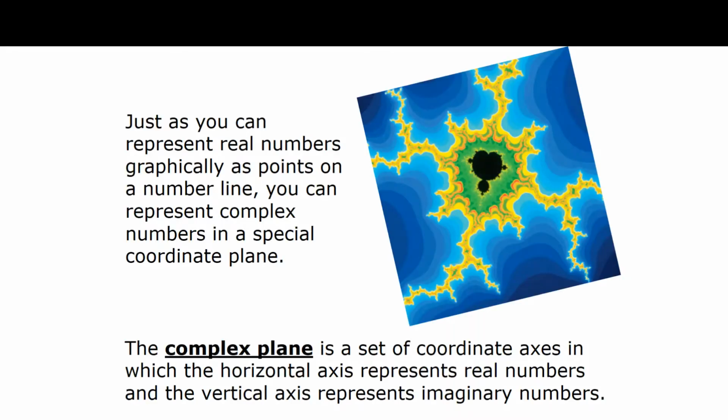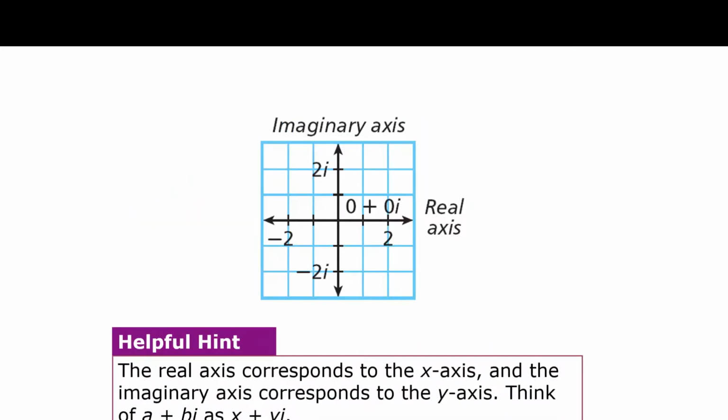Just as you can represent real numbers graphically as points on a number line, you can represent complex numbers in a special coordinate plane. The complex plane is a set of coordinate axes in which the horizontal axis represents the real numbers and the vertical axis represents the imaginary numbers. I know it's kind of crazy, but the vertical axis is going to represent imaginary numbers, and our horizontal is going to represent our real numbers. So let's take a look at that real quick.